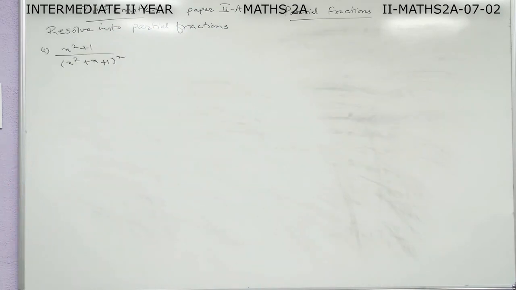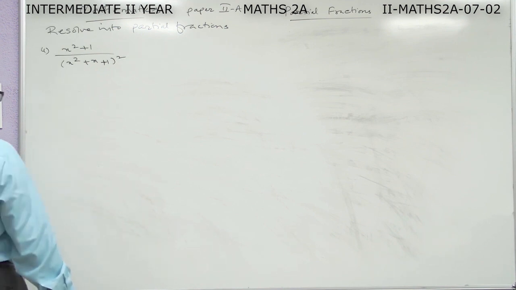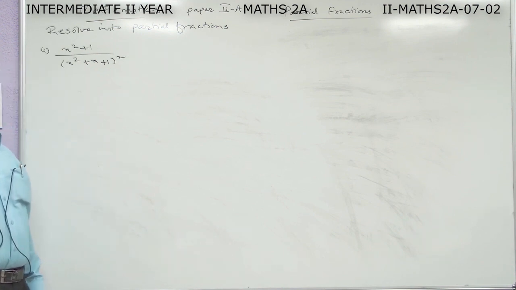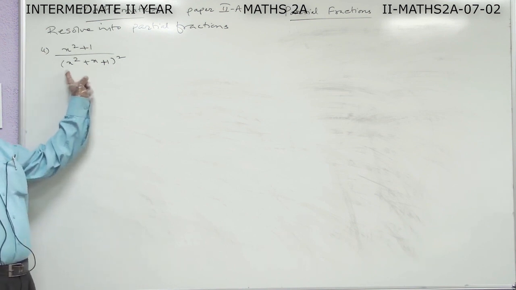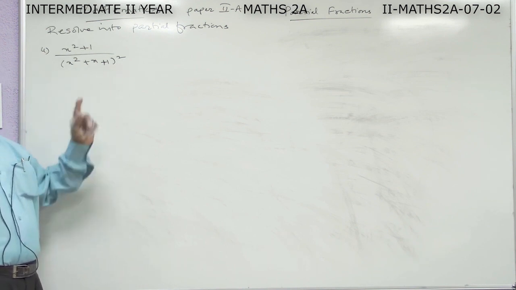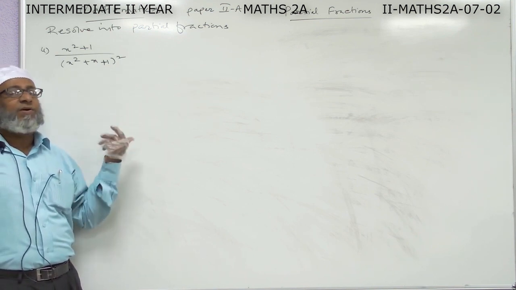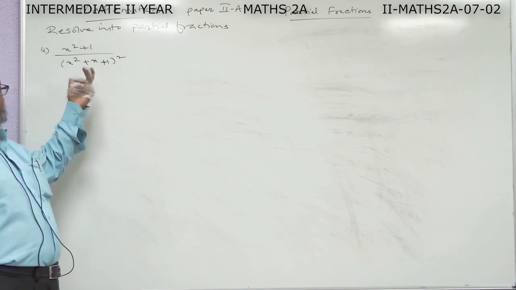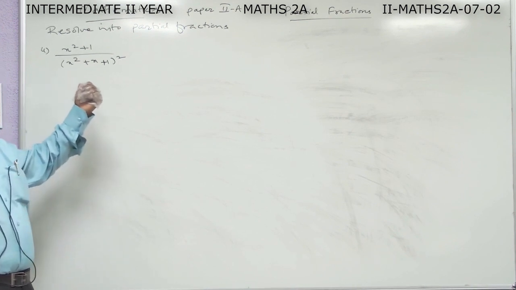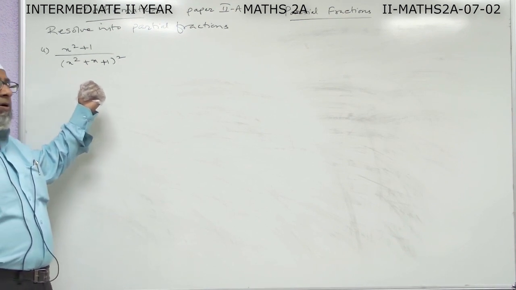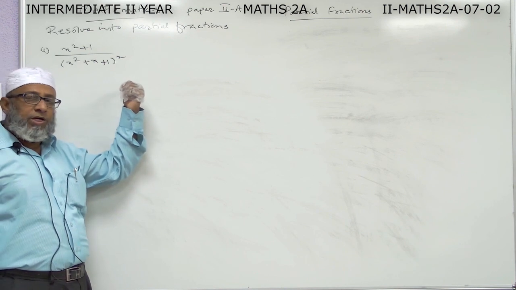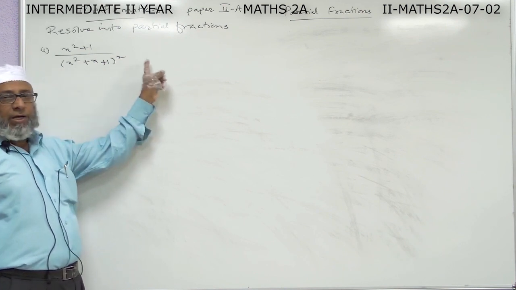x square plus 1 by x square plus x plus 1 whole square. Now, if you want to see the denominator, what happened? This is nothing but a quadratic part, x square plus x plus 1. Now, the factors are not possible here. I can't find the factors. So, the same technique I have to use. But this question belongs to case number 4 because it is quadratic and repeated.